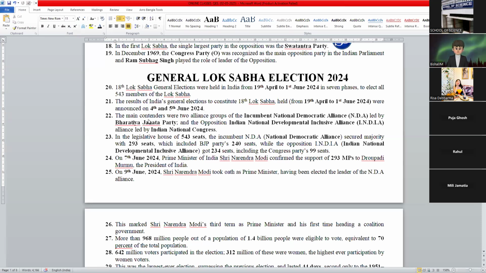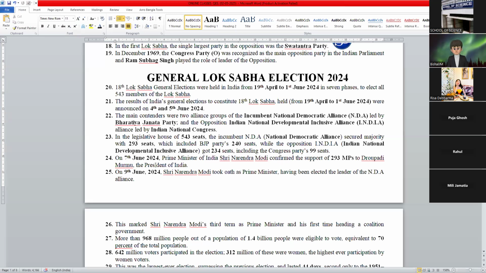Point number 22. The main contenders were two alliance groups of the incumbent National Democratic Alliance, what we say NDA, led by Bharatiya Janata Party, and the opposition, Indian National Developmental Inclusive Alliance, what you say India Alliance, led by Indian National Congress. Point number 23. In the Legislative House of 543 seats, the incumbent NDA secured majority with 293 seats, which included BJP party's 240 seats, while the opposition, India Alliance, got 234 seats, including the Congress Party's 99 seats.